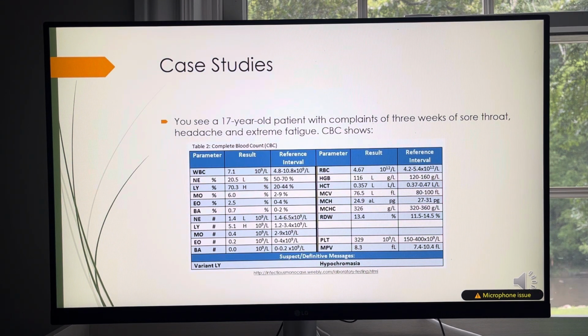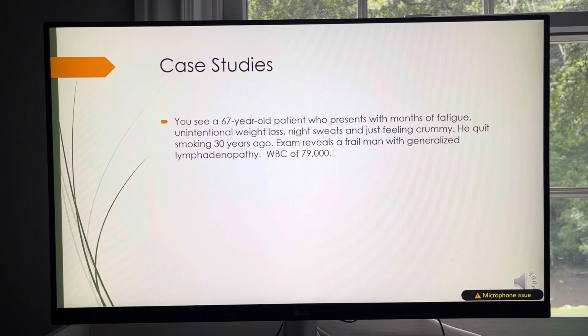This 17-year-old female has complaints of sore throat, headache, and extreme fatigue. Notice on her CBC with differential, her lymphocyte count is quite elevated. This is an example of the typical presentation of mononucleosis.